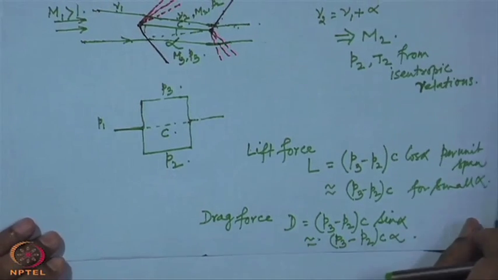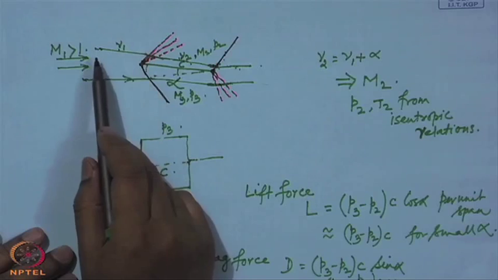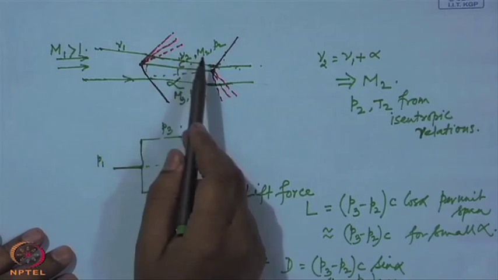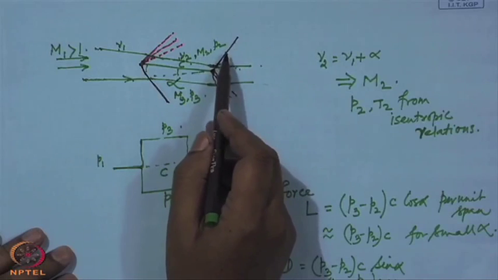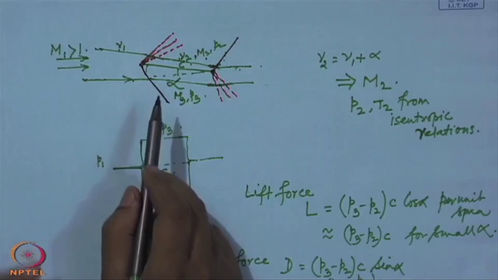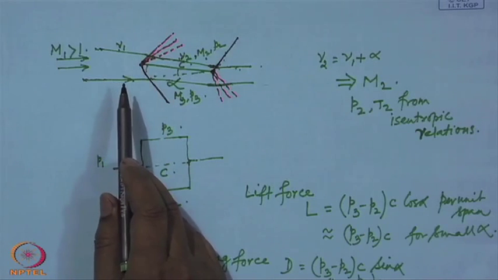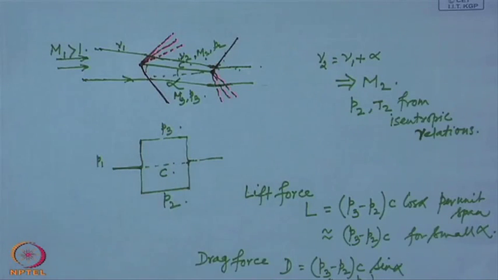Coming back to this flow problem again, you see that the upper surface flow first encounters an expansion fan, through which its Mach number increases, and the shock is at an upstream Mach number of M2, which is higher than M1. While on the lower surface, the flow encounters the shock first at a Mach number M1 and an isentropic expansion fan at the trailing edge, which increases the Mach number again back to M1.